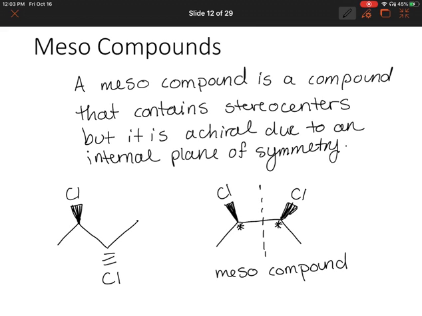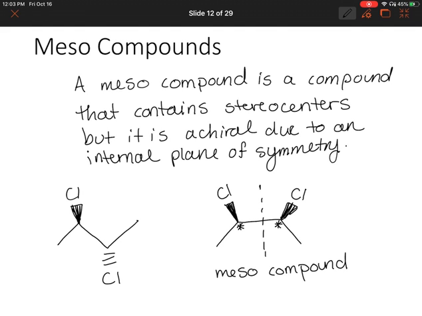Actually, in our greener bromination of stilbene lab, the product is also a meso compound. It has a plane of symmetry. So I encourage you to go look at that and try to identify that plane of symmetry.